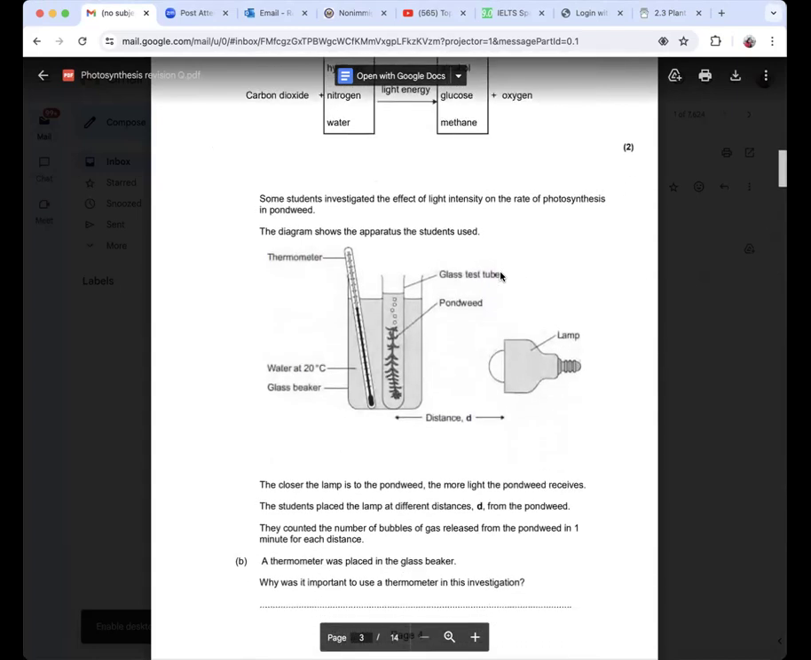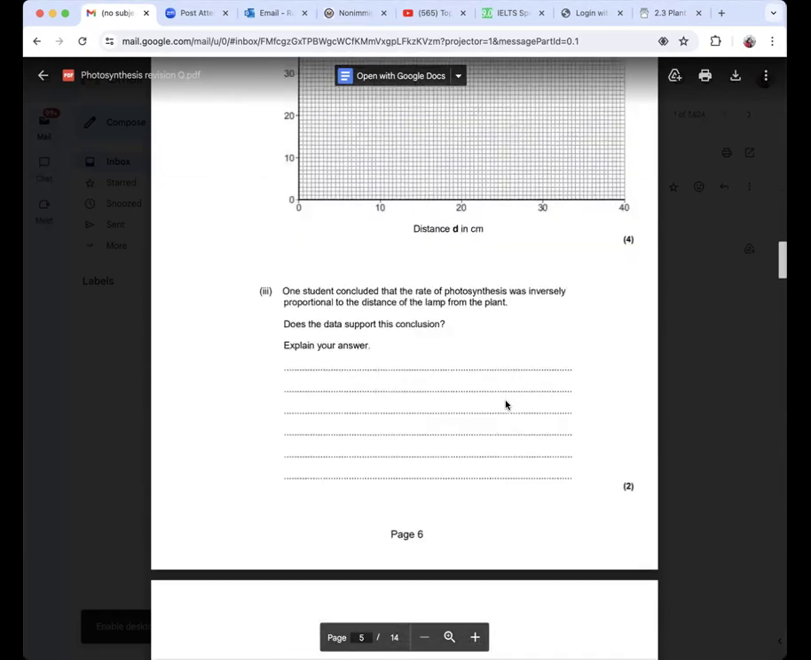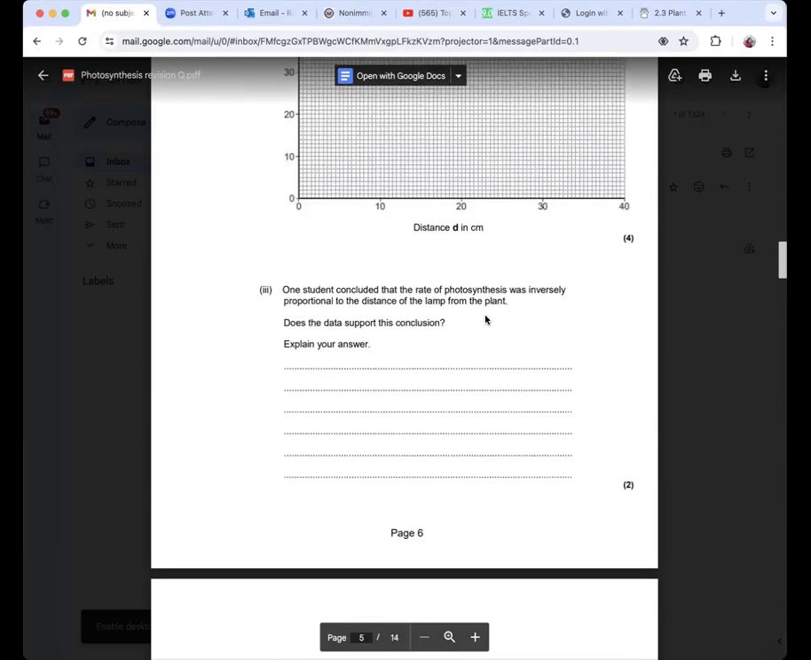So here's the explanation. After keeping the lamp at a certain distance, very close to it, it requires some time to carry out the process, right? So at that time, some other factor is acting as a limiting factor. And that is why it doesn't support the theory that the rate of photosynthesis was inversely proportional to the distance. Can you show me what you wrote after you've written it down?